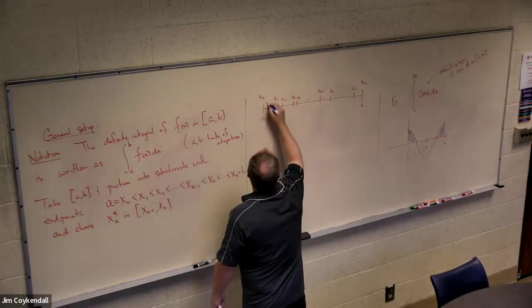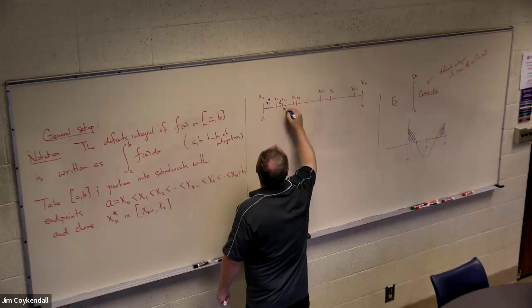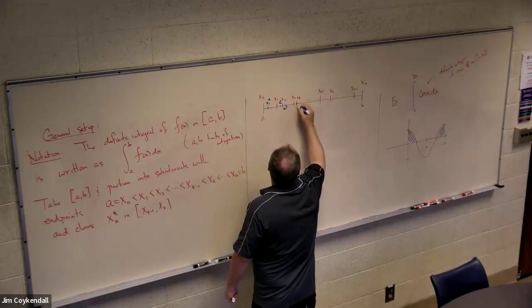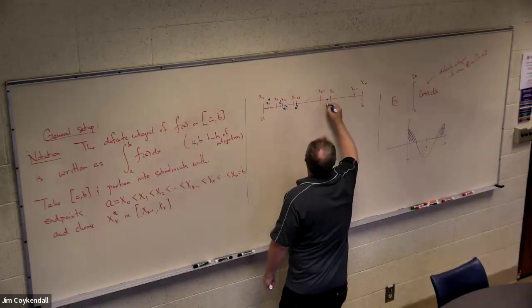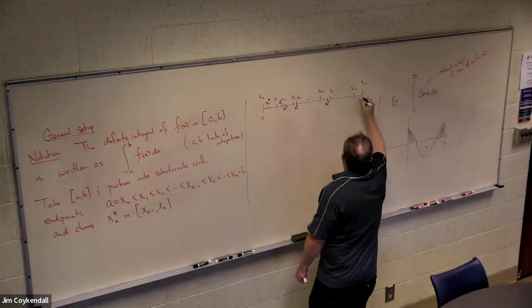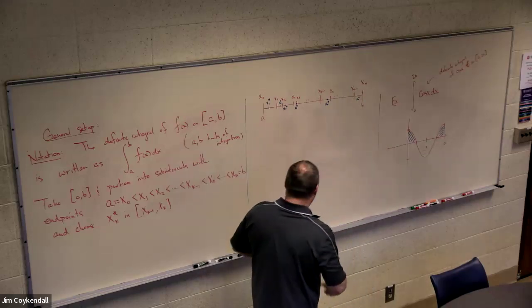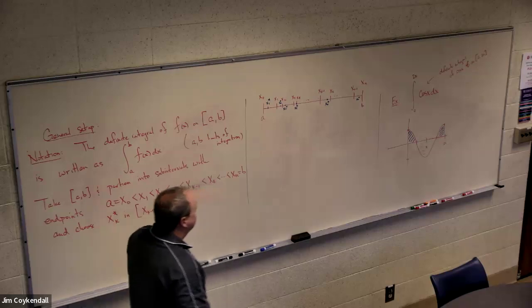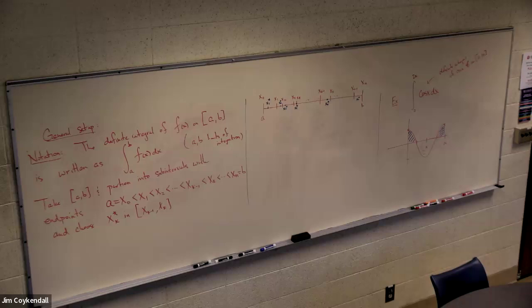So you put some random point in here, x star, x star, x star, any point in there, and in general x_k star. And we just choose points here to determine, instead of saying height, I'll say function value. So you plug those into the function to get the value.